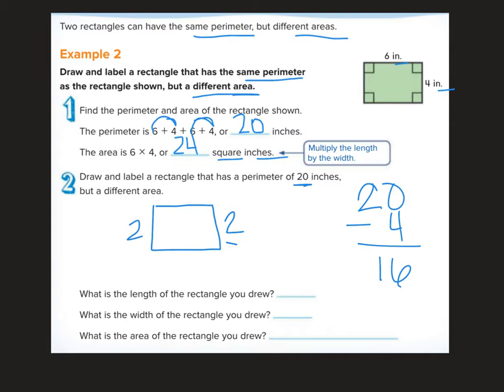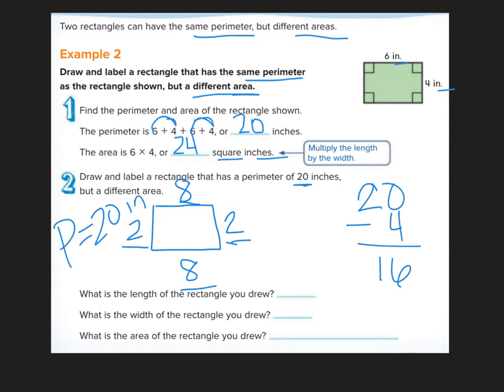So what plus what equals 16? Hopefully you're yelling that out at me. 8. 8 plus 8 equals 16. Okay, so if this is 8 and this is 8, we will get 16. So let's double check. 2 and 8 makes 10, 2 and 8 makes 10, 10 and 10 is 20. So my perimeter for this rectangle would be 20 inches.